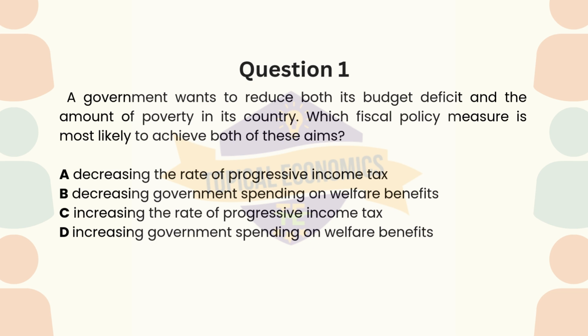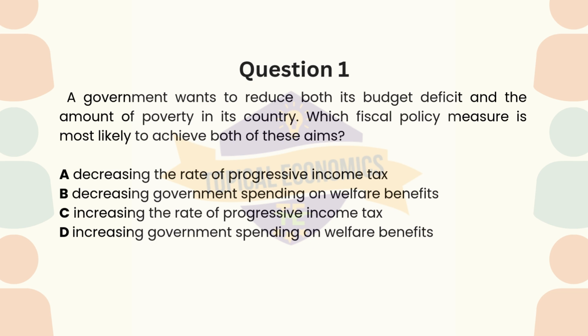Coming to option C, increasing the rate of progressive income tax. Now this looks correct because increasing the rate of progressive income tax means that higher earners pay a larger percentage of their income in taxes. So this can generate additional revenue for the government, which can be used to fund welfare programs. So this approach helps reduce poverty while simultaneously addressing the budget deficit through increased tax revenue. So this option C looks correct.